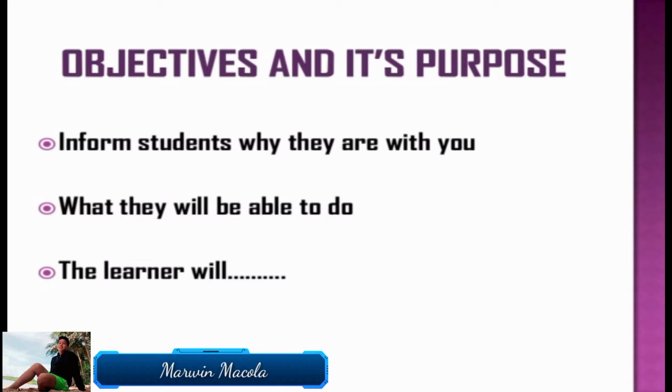Next, let's move on to the objectives and the purpose of a lesson plan. So first, it informs students why they are with you. Second, what they will be able to do during class. Next, what the learners will do. So it is very vital for the students to know why they are in school and what they need to do.